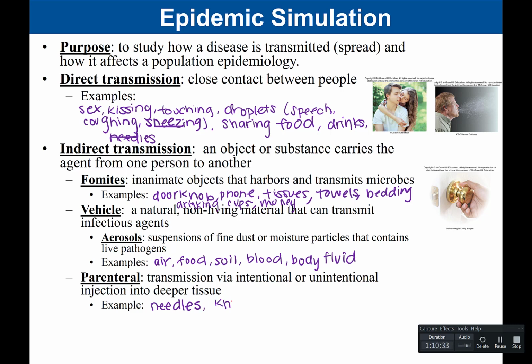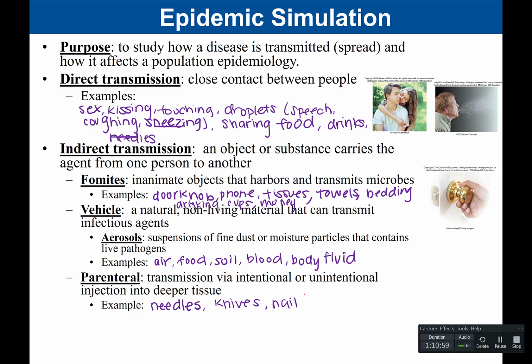Knives. Any sharp object, like a nail, right? So tetanus, for example, can be found on rusty knives or nails. And if you happen to get punctured with that and the organism gets in, you could end up with tetanus, which causes lockjaw.